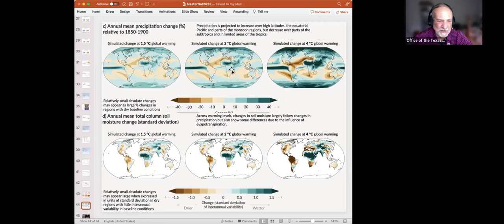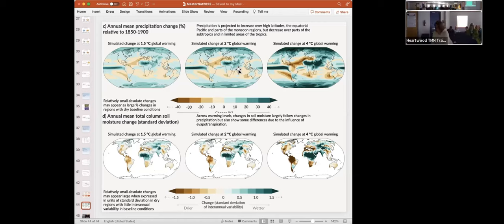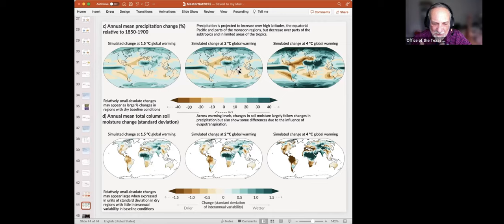Overall, it turns out there's a slight increase on average globally in rainfall. But the big change is in how much water goes out and how rapidly, because higher temperatures mean greater rates of evaporation. And so the patterns are similar, but they're drier in the soil moisture change than they are in the precipitation change.